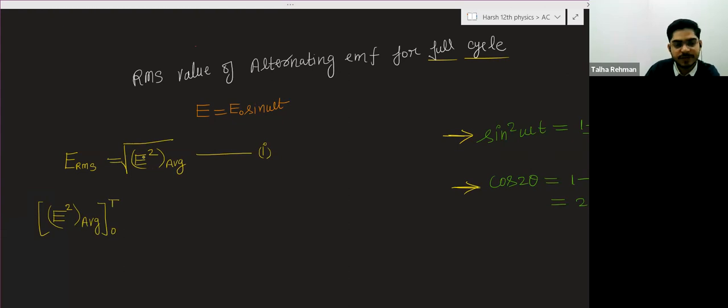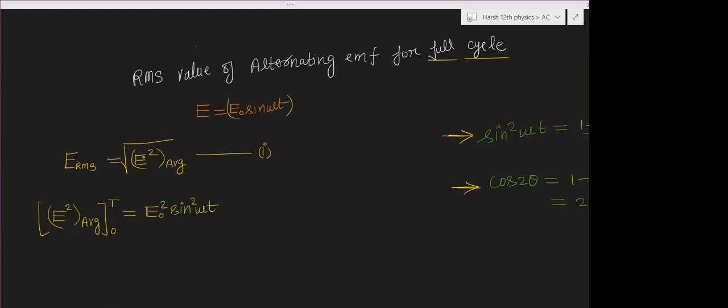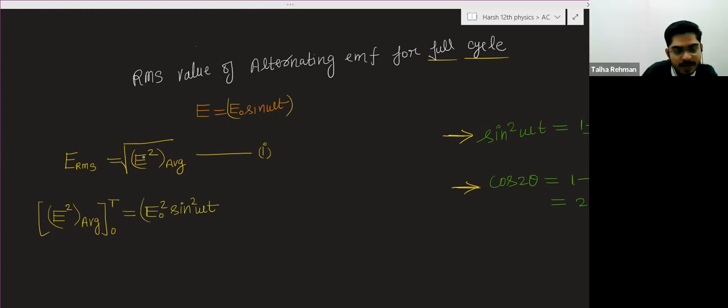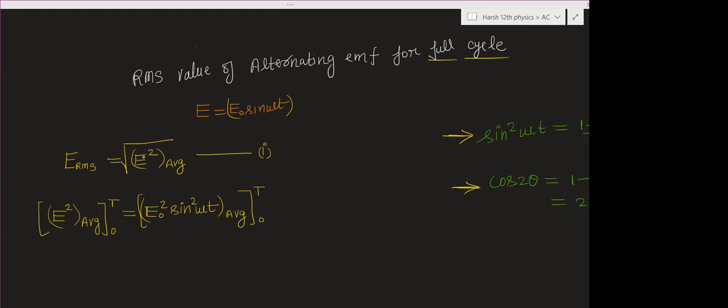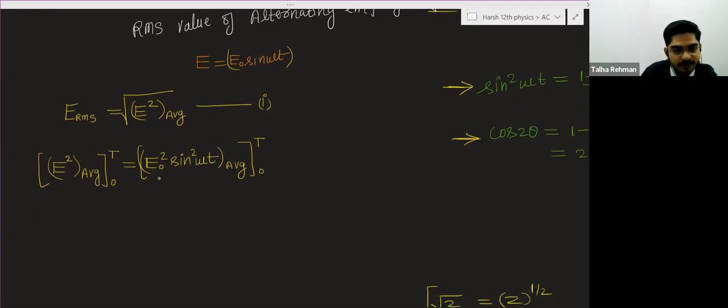For a full cycle you want to find the average. So now you will put E square, meaning the square of this value. The square of this value will be E naught square sin square omega t, and you want to find the average of this for a full cycle, from 0 to T. So we will use the integration method. We will apply this from 0 to T.